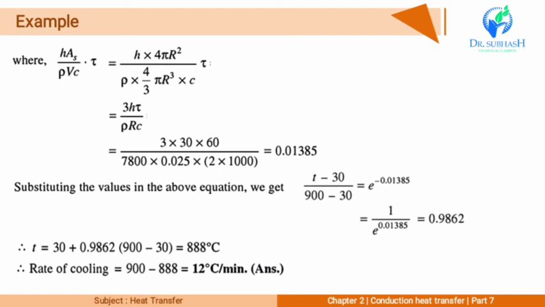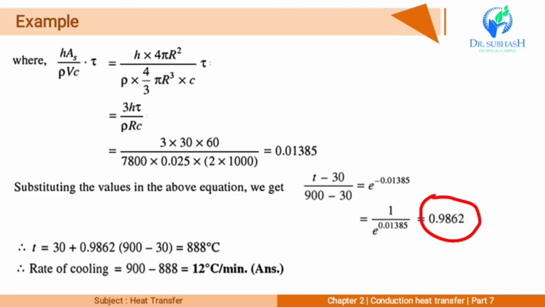So we got 0.01385. Substituting the values in the equation, we get (T minus 30) divided by (900 minus 30) is equal to e raised to minus 0.01385. For the negative power, we solve it by 1 upon e raised to 0.01385, which is equal to 0.9862.